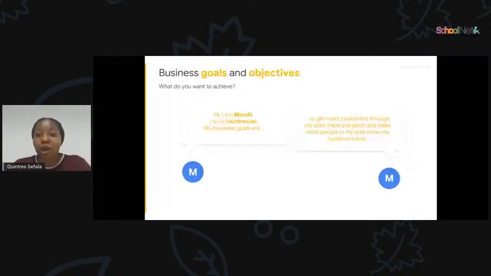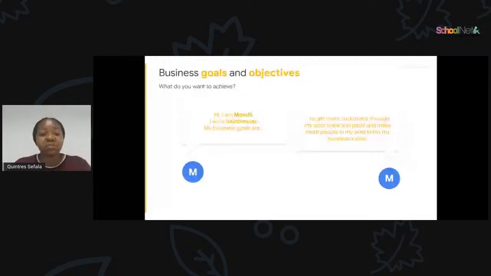Goals are basically general statements, while objectives are the steps or actions that we are going to take in order for us to reach that goal. Like I said, in this business goal, we know that Montley is a hairdresser, and his goal is to get more customers through, he has a saloon so that they can come visit the specific saloon.